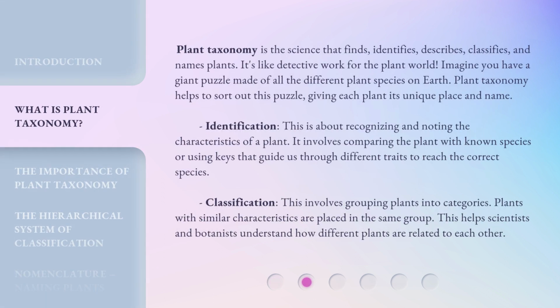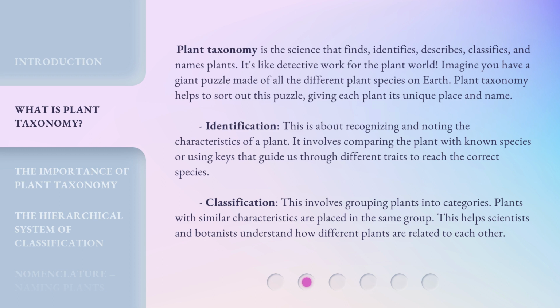Plant taxonomy is the science that finds, identifies, describes, classifies, and names plants. It's like detective work for the plant world. Imagine you have a giant puzzle made of all the different plant species on Earth. Plant taxonomy helps to sort out this puzzle, giving each plant its unique place and name.